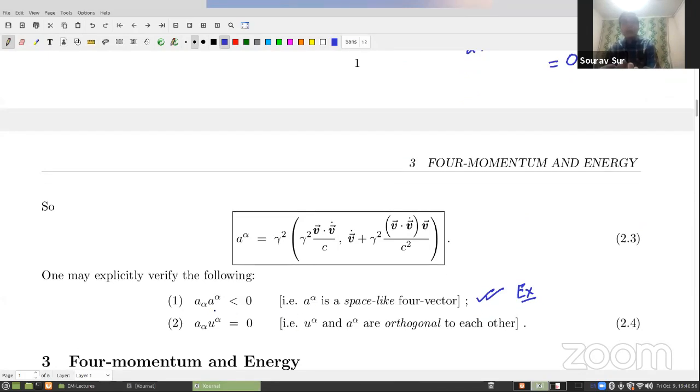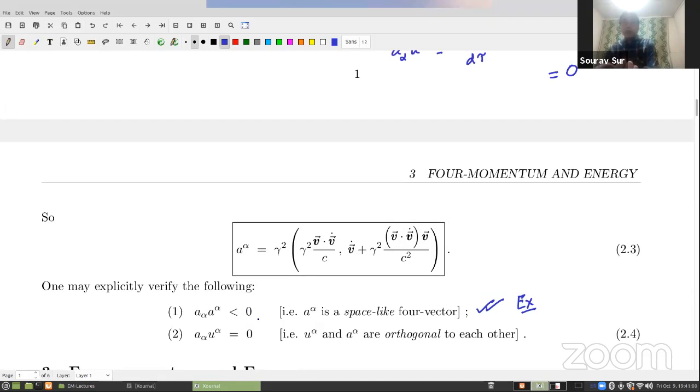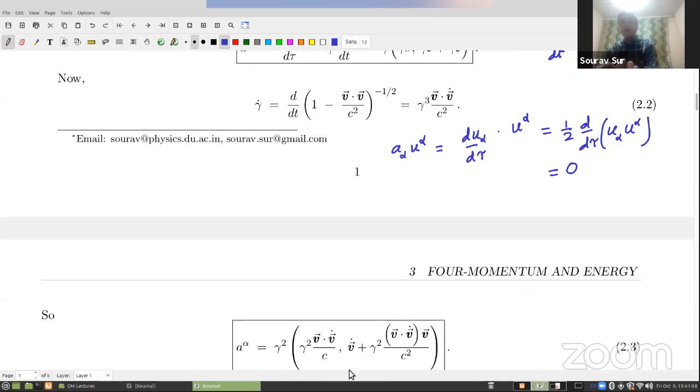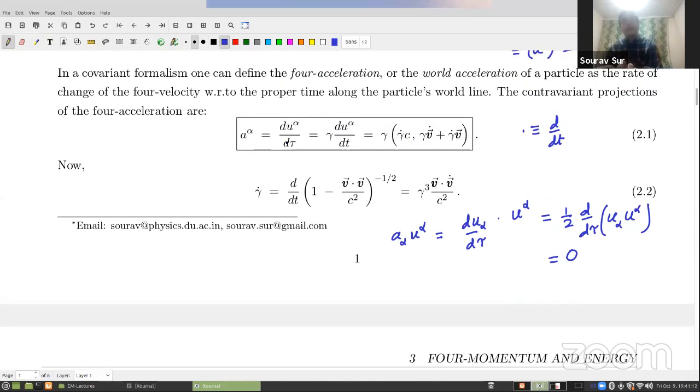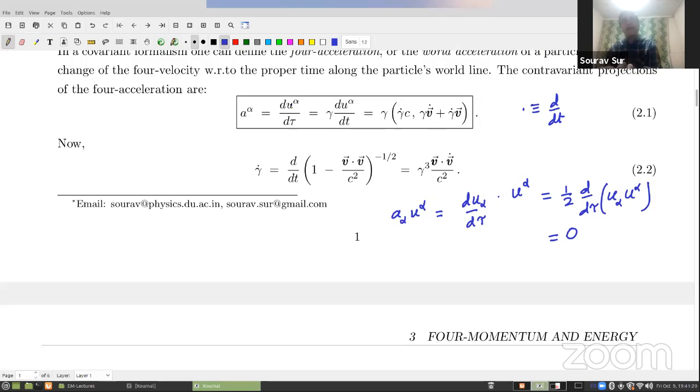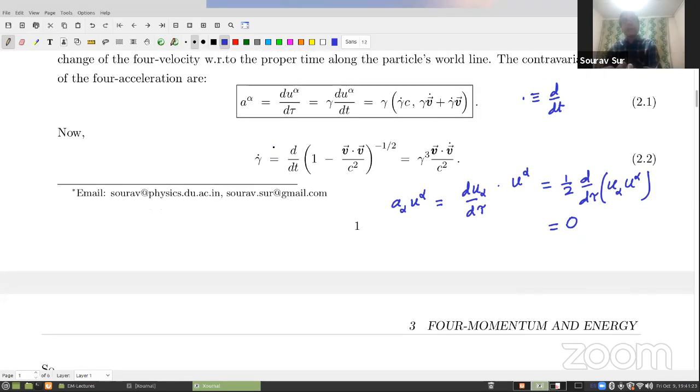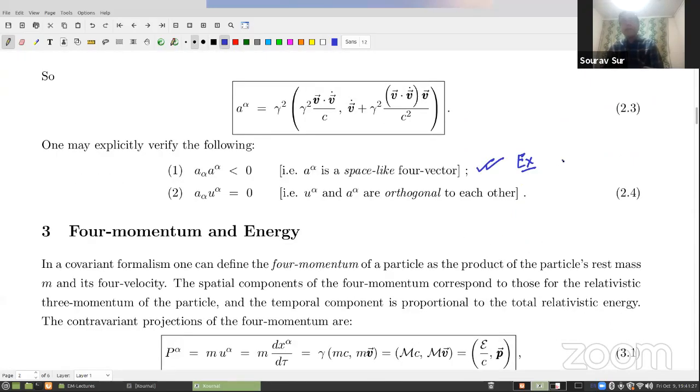But working out the other one is not that easy. I'll be very happy to see if you try this at home without making allusion to this sort of component structure. You use the definition from the first principle. A alpha is given by this. So work out A alpha, which is d U alpha d tau, and show that this comes out to be negative. Negative means negative definite.